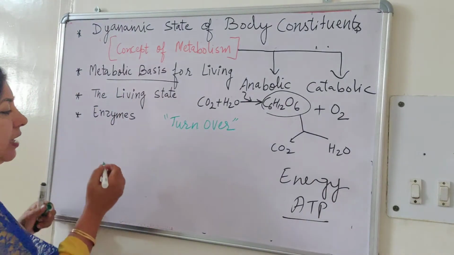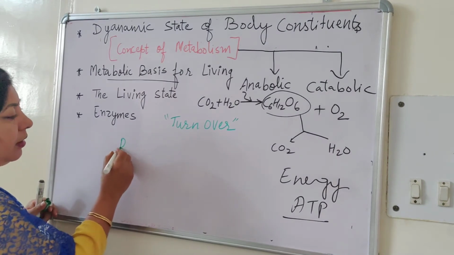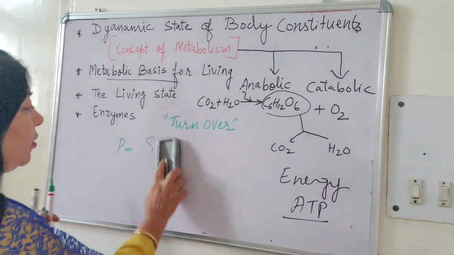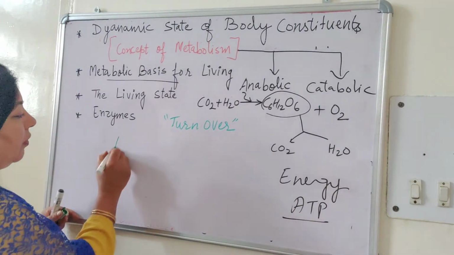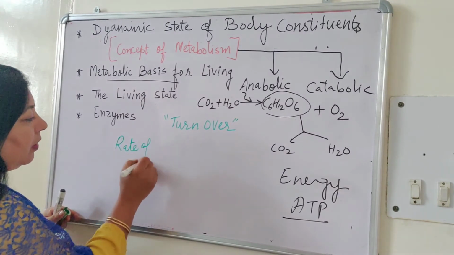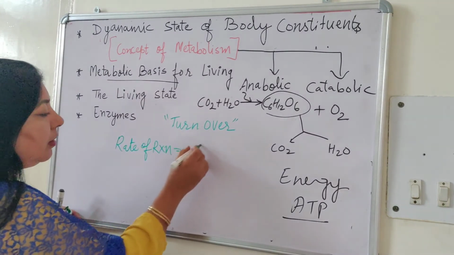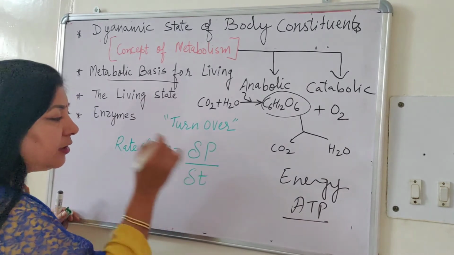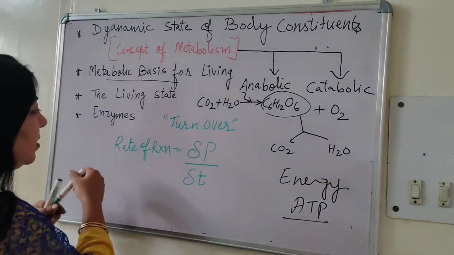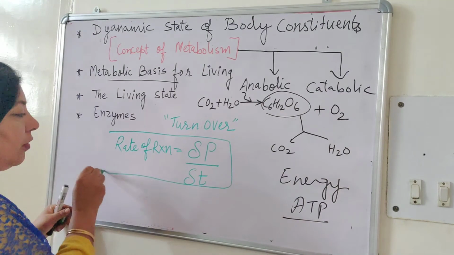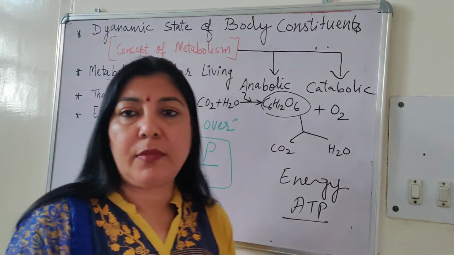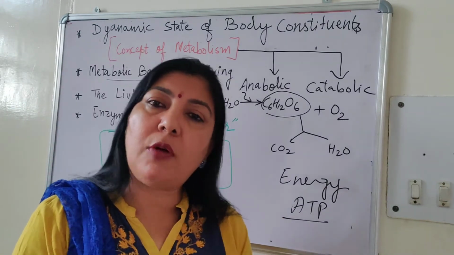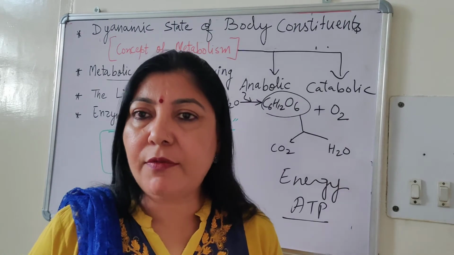For example, the rate of reaction is based on the amount of product formed with respect to a specific time period. This is the rate of reaction. This rate of reaction in a living state is peculiar as compared to the chemical reactions which are taking place outside a living cell. We will take one example.